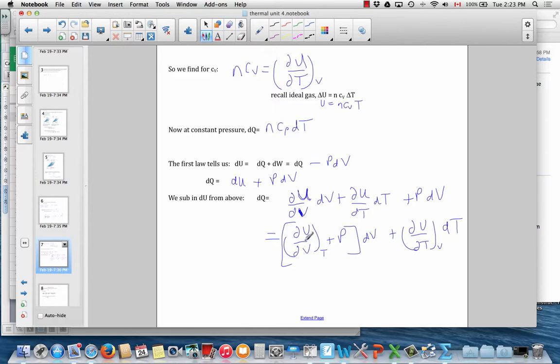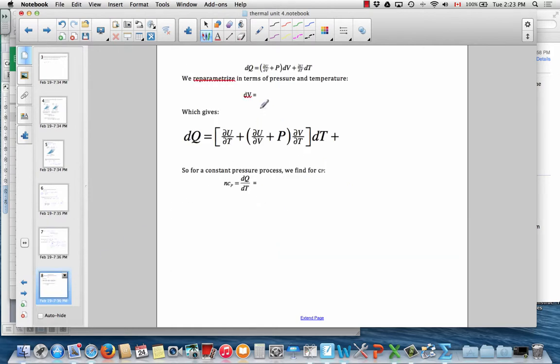Okay, so we want to work at constant pressure, not at constant volume or temperature. So it means we're going to have to reparameterize this equation a little bit. We're going to have to put in something for dv. So here's the equation copied again. Volume is a function of pressure and temperature. So for its differential, we can say that dv is the partial derivative with respect to temperature dt, plus its partial derivative with respect to pressure, dp.